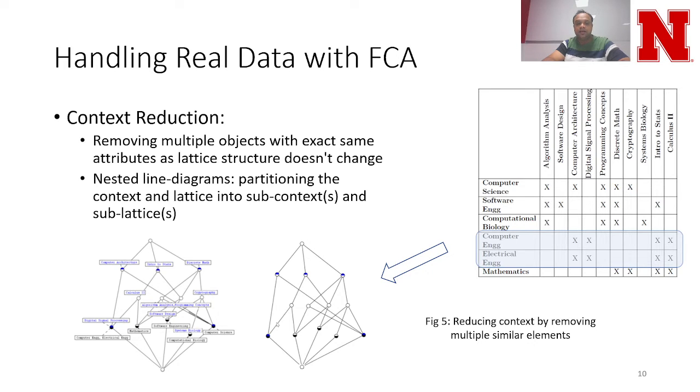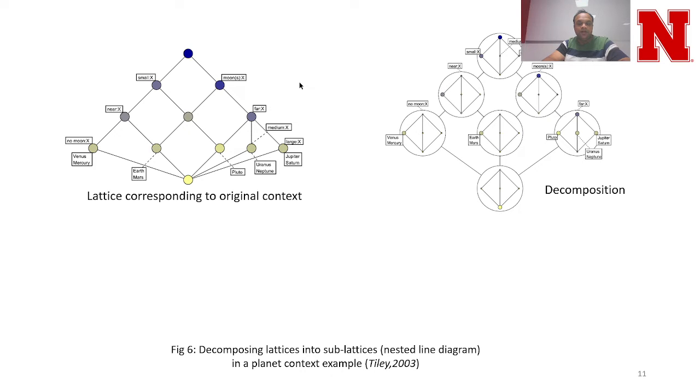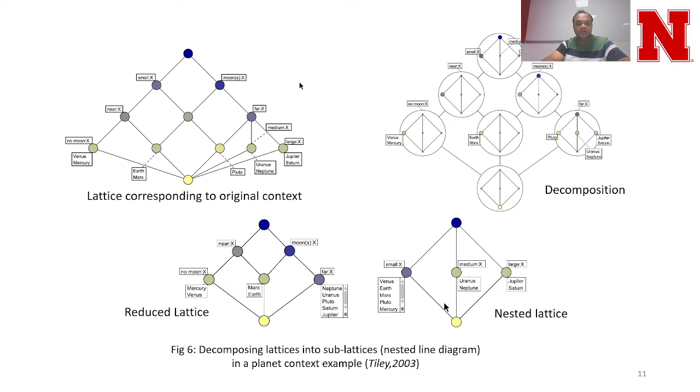Another important concept is nested line diagrams, which is important because it can partition the context into subcontexts and sublattices. An example is here. This is a planet lattice taken from an example paper, and we can see the lattice that corresponds to the original context, and this can be decomposed into an interesting set of lattices, which is the reduced lattice. So this is the reduced lattice from the original context, and the nested lattice is the decomposition that we applied on the original lattice. This way the lattice sizes become smaller, and it is easier for us to interpret and derive meaningful information.